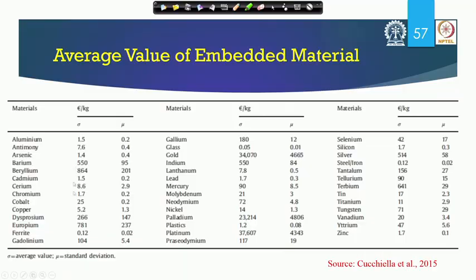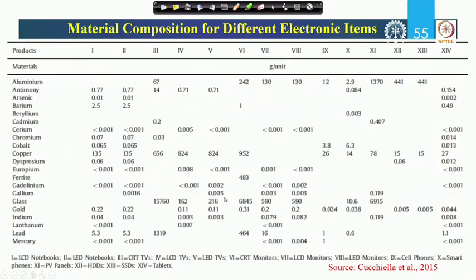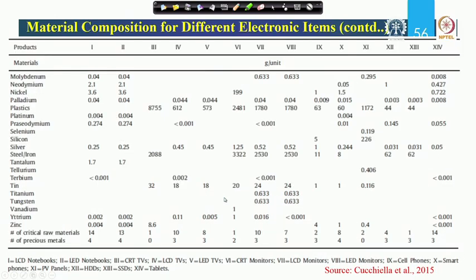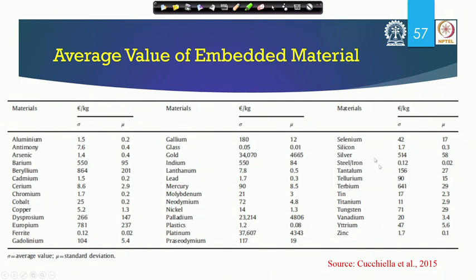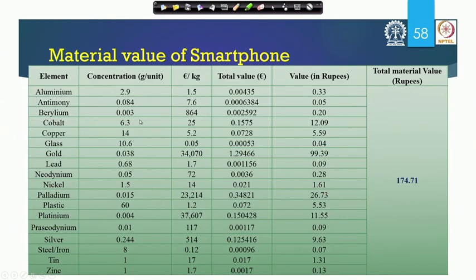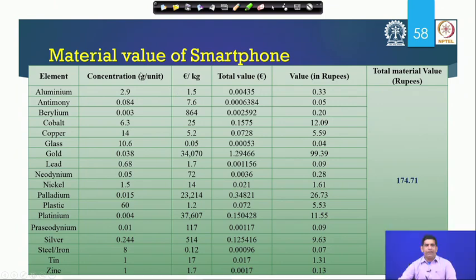So, we have taken this average value for all these materials, and we took the data from these two tables, this table and the next table. We took the data from there, we took the average value of the embedded material from there, and then we came up with the material value of a typical smartphone.